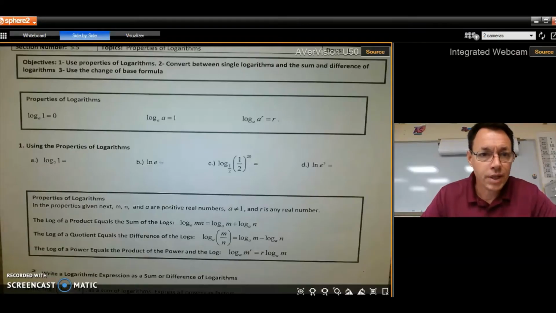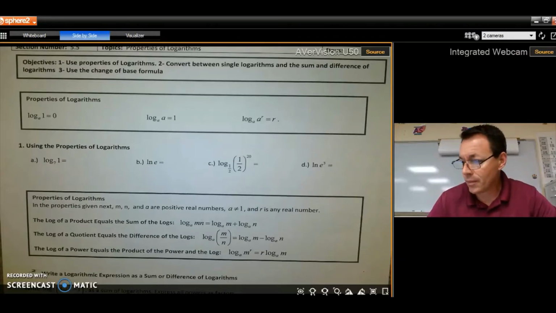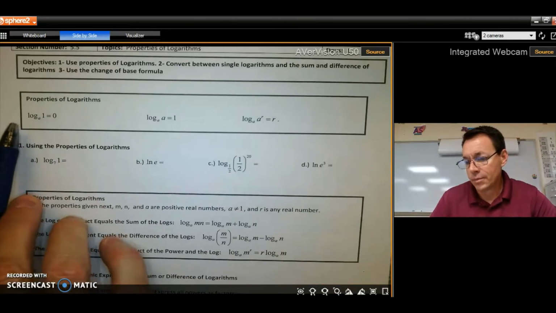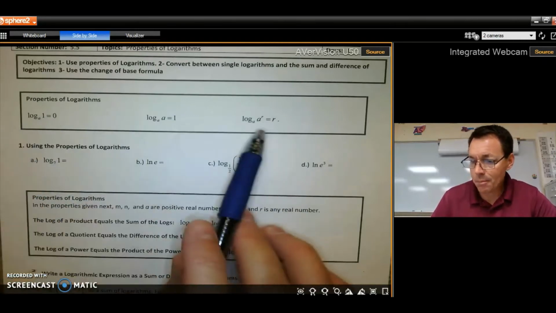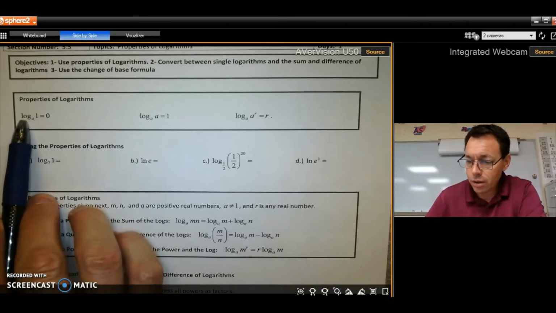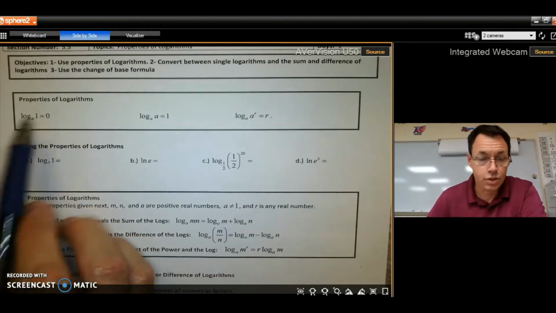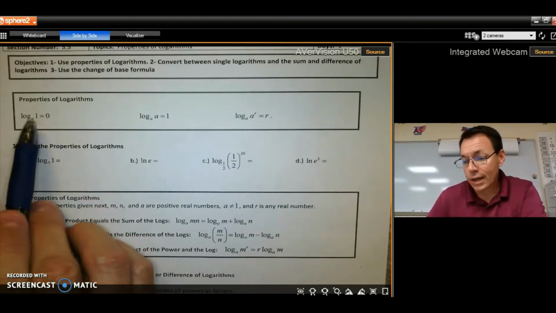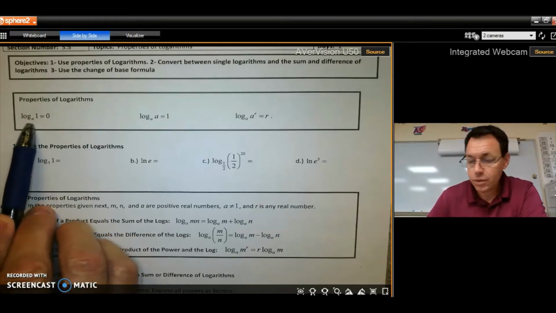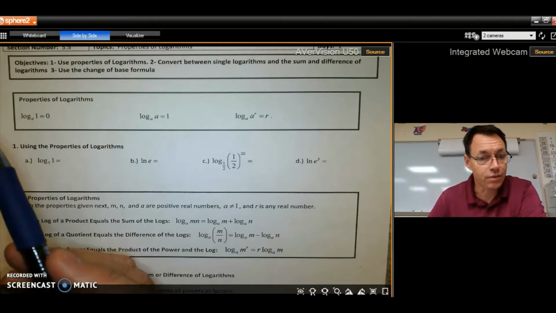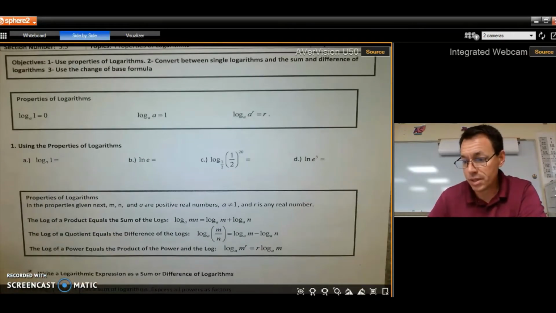Hey guys, today we're going to take a look at some properties that logarithms have. Some of these we've kind of discovered just doing other examples, like in this top box right here. The log of 1 is always 0. That's just a property. Why? Because any base to the 0 power is always 1 when you think of it in terms of exponents. So the log of 1 will always be 0.